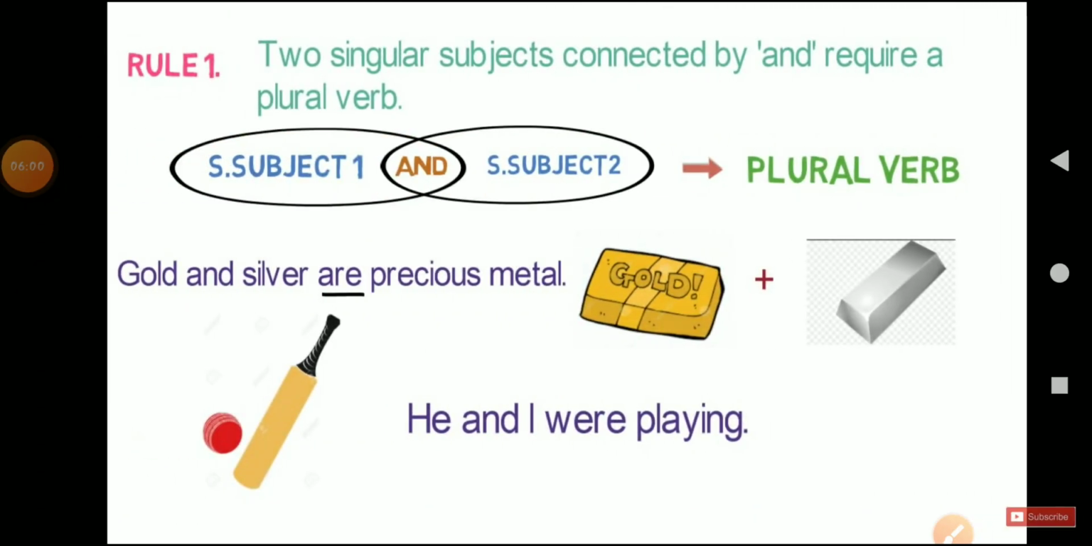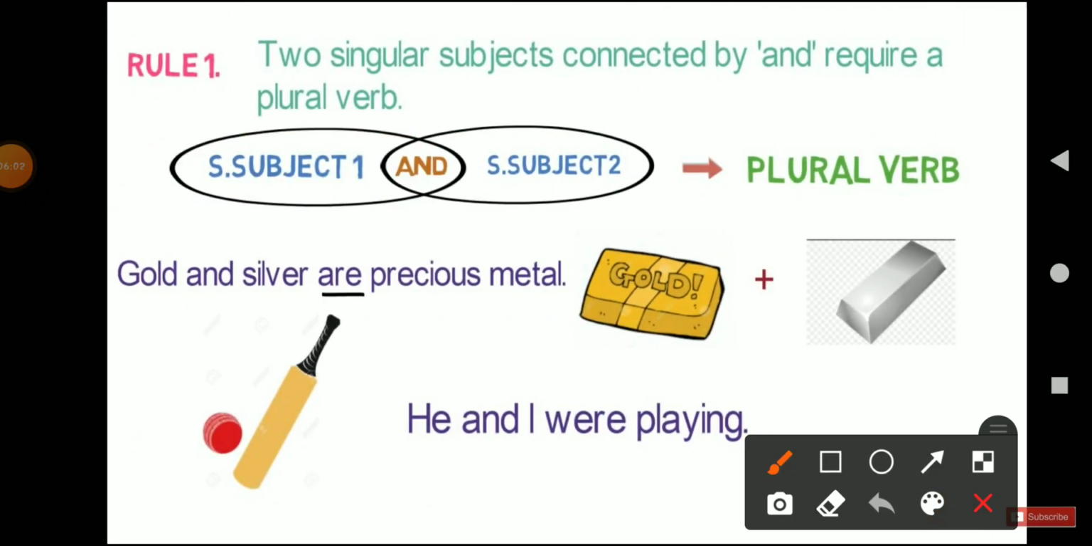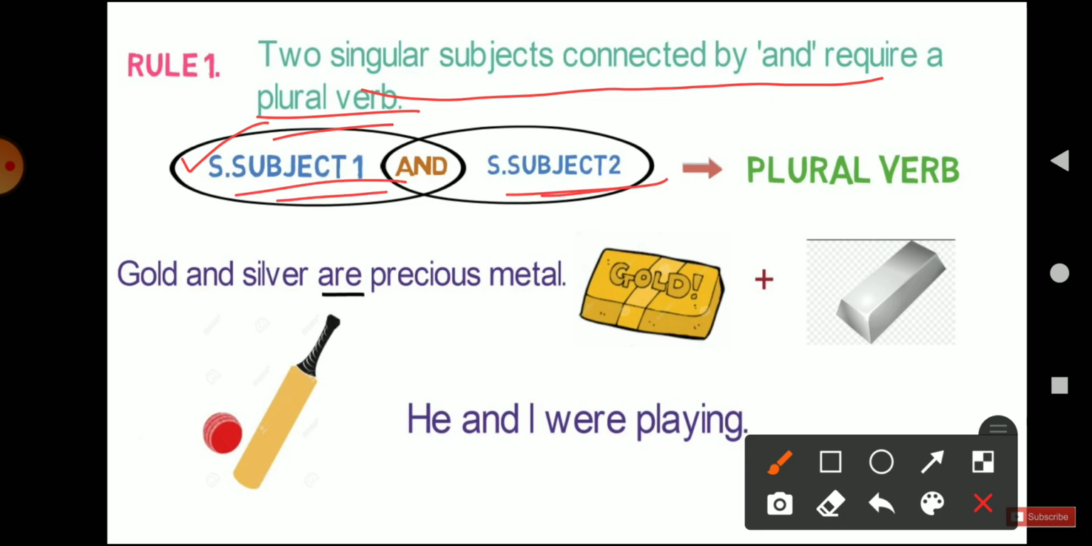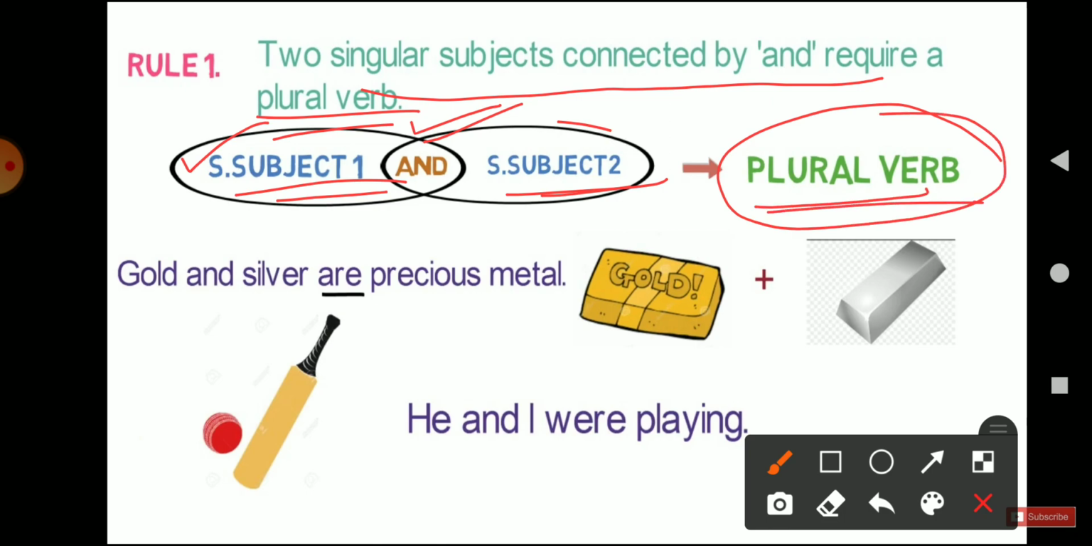Now, children, let's move on. The first rule, rule number one, says that two singular subjects connected by "and" require a plural verb. So it basically means if we are using two singular subjects, singular subject one and singular subject two, and both subjects are connected with "and", then the verb should be in plural form.